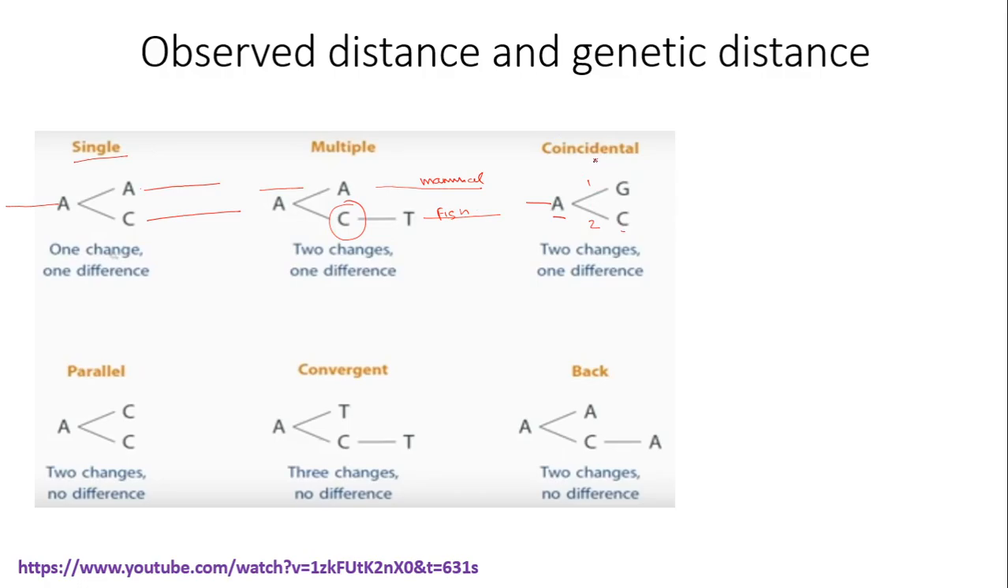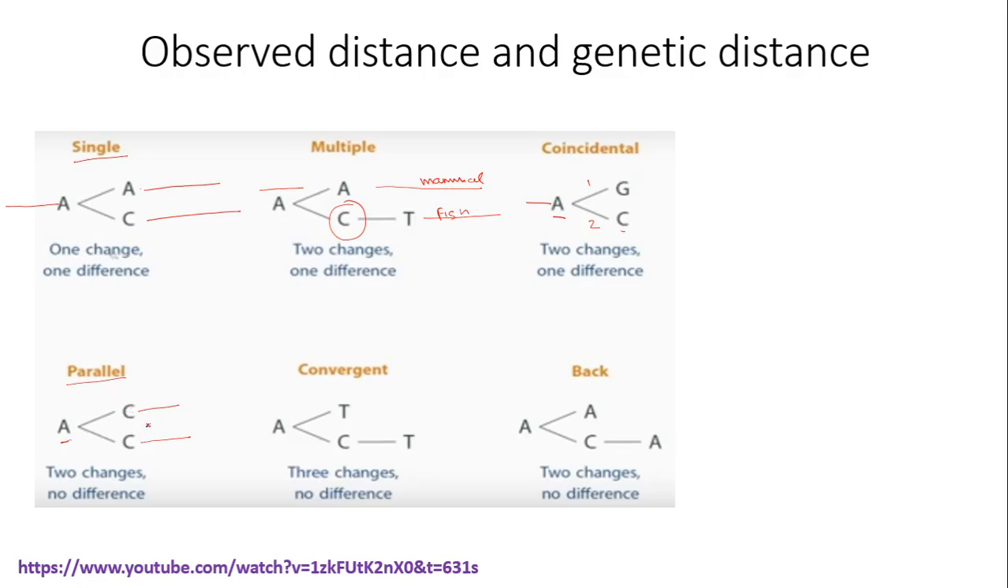coincidental changes. The changes can also be classified as parallel changes, and parallel changes are assumed to happen when two changes happen in the background, but since the sequence is the same, it appears that nothing has happened over here. Just consider this example. In the ancestral sequence there was A. In the first sequence it got changed to C. In another sequence it got changed to C, right?